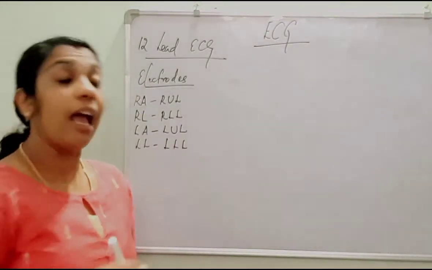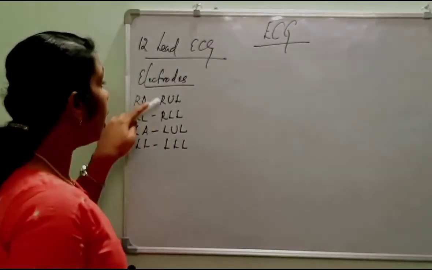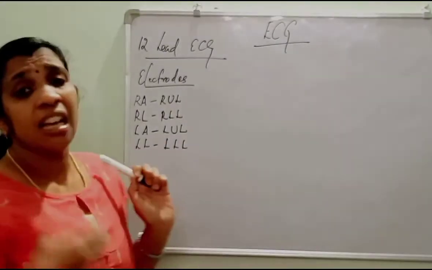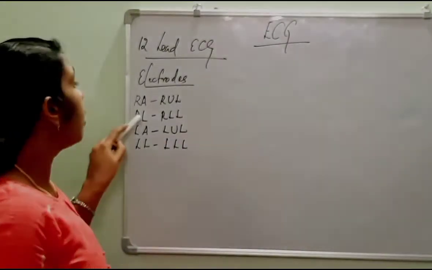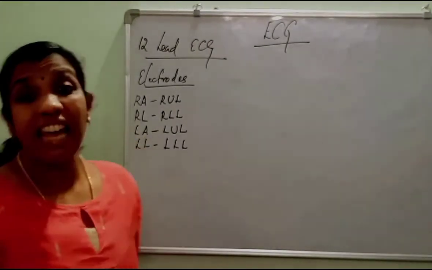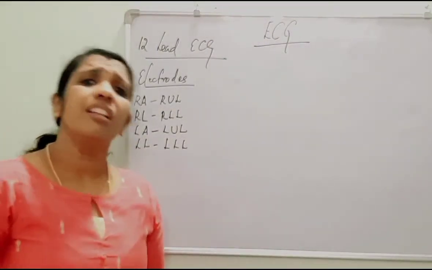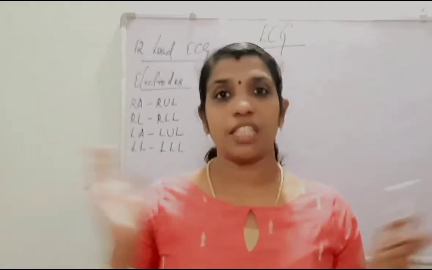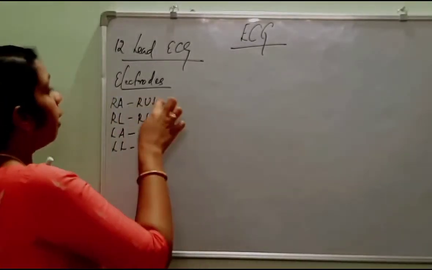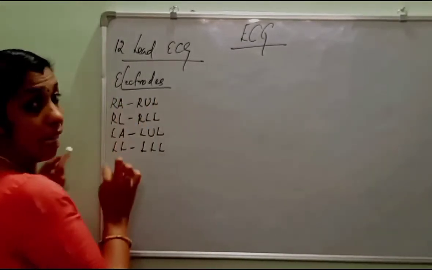You understand? And the importance here is only for 3 electrodes, which we will be seeing in the ECG. What about this right lower extremity electrode? This is the neutral electrode, which neutralizes the electrical activity of all the leads. So, this is the neutral electrode, and these are the functional electrodes.